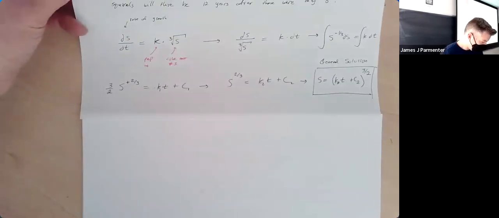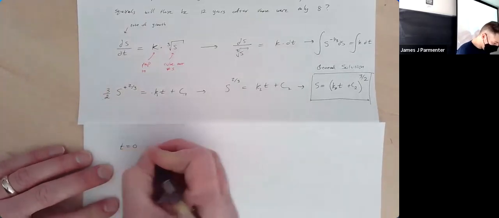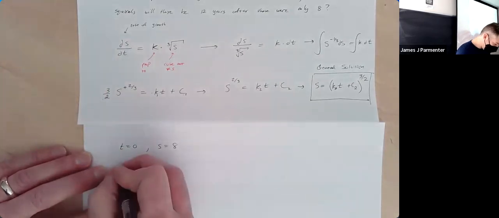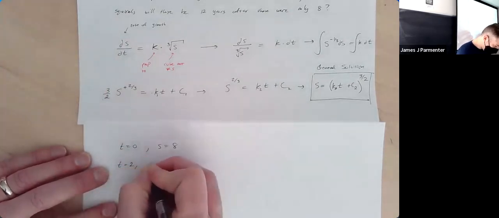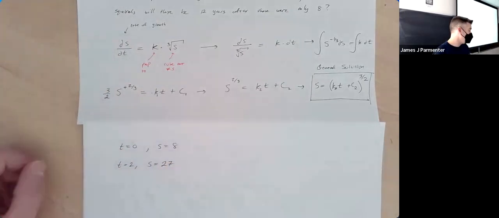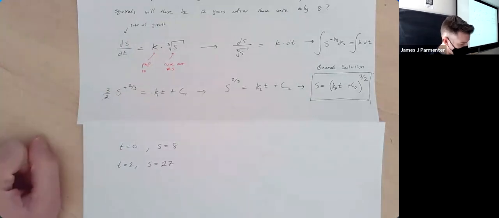We know that when time equals 0, the number of squirrels equals 8. And when time equals 2, the number of squirrels equals 27. Both notably being cube numbers, which is going to make this relatively easy to solve for K and C.